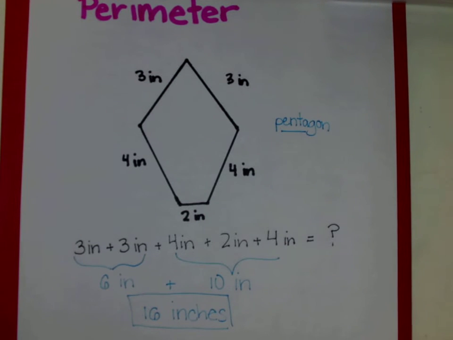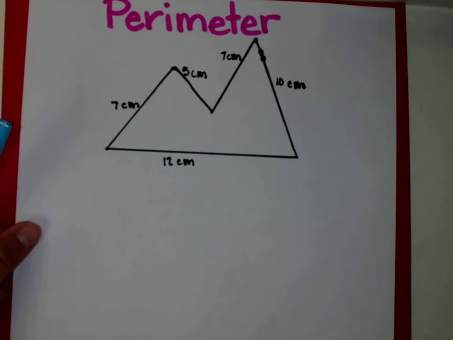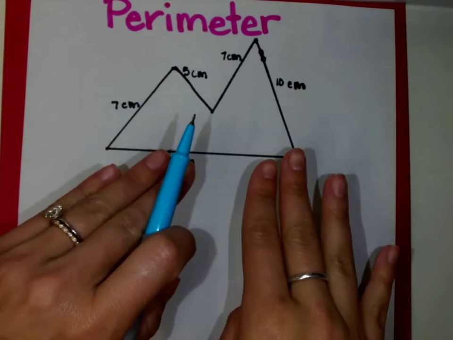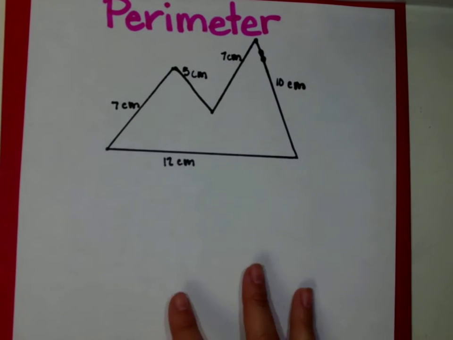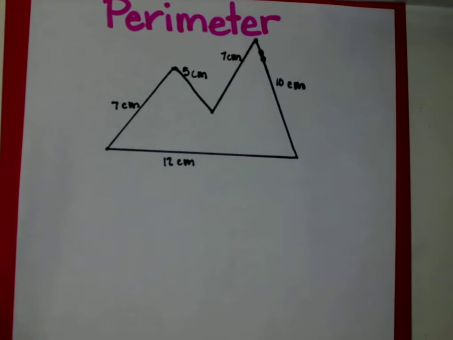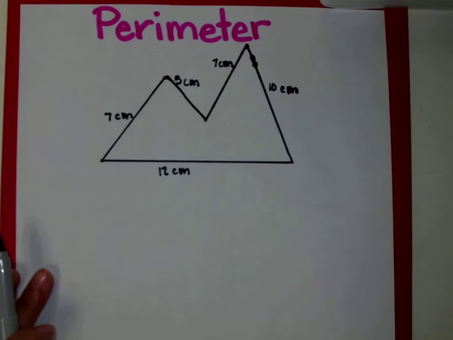Okay, let's move on to our next polygon that we're going to find the perimeter for right now. So flip your paper over and you should see a picture of this polygon right here. It looks kind of like a mountain, and we're measuring the perimeter here in centimeters. So just like we did with our last equation, we are just going to write the equation for this polygon by adding up all the sides.